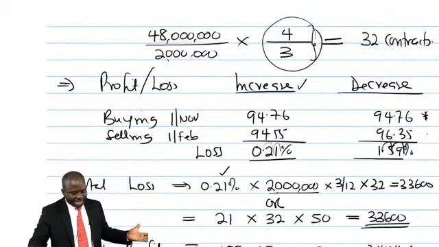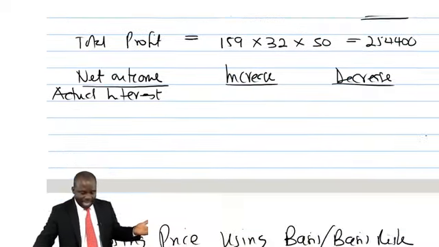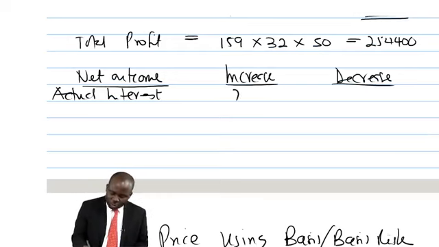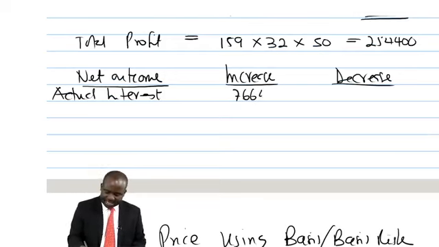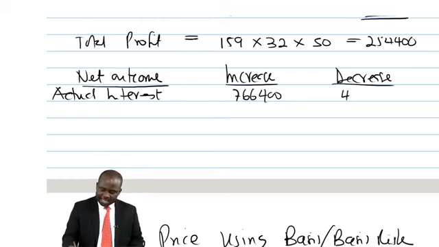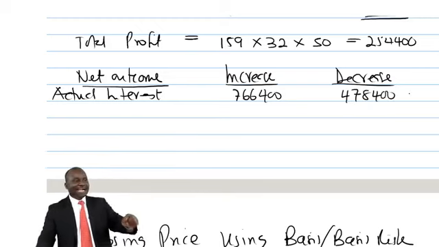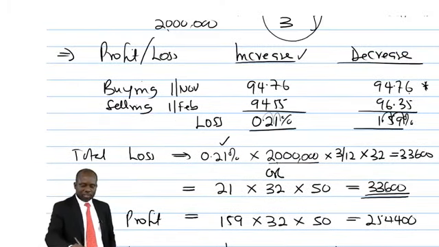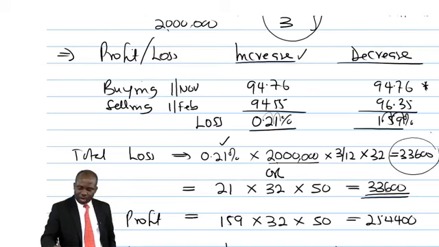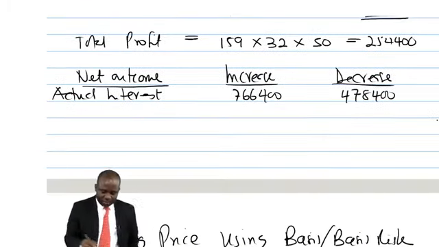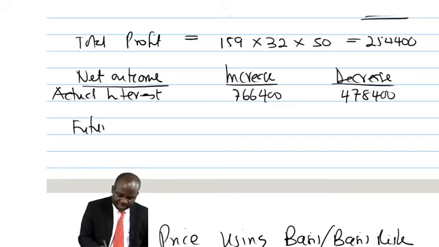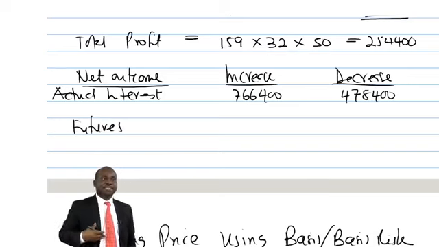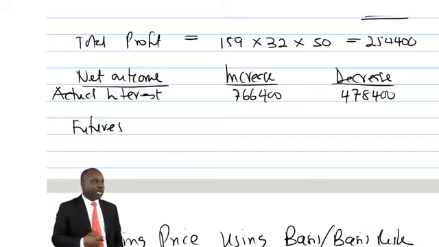So that one doesn't matter. That is what we have to pay in the market. So when it was increasing, it's 766,400, and this is 478,400. Then we come and activate the futures contract. When interest rate increased, we made a total loss of 33,600. So we say the futures is sort of a compensation, either we are paying or we are receiving again.